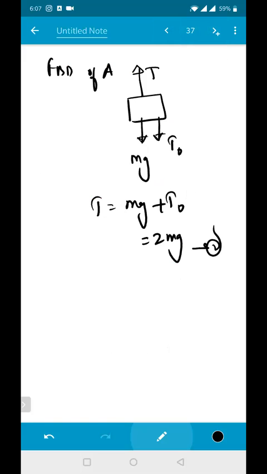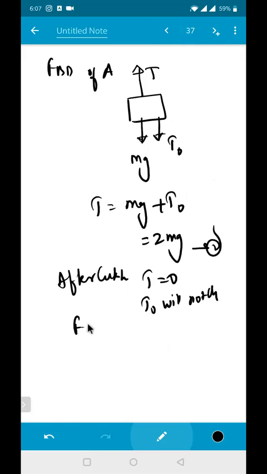Now see, when the string is cut, tension capital T will become 0. But the spring does not change its shape after cutting. So the same spring force acts on the mass M. So after cutting, tension T will become 0, and T naught will not change, isn't it?